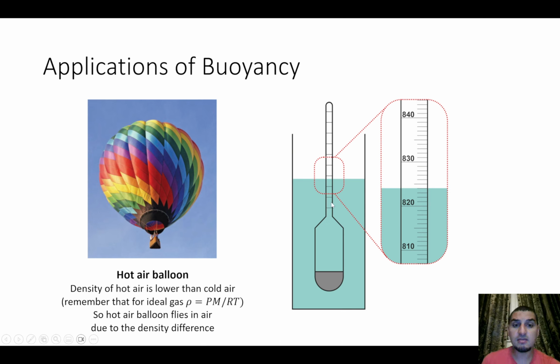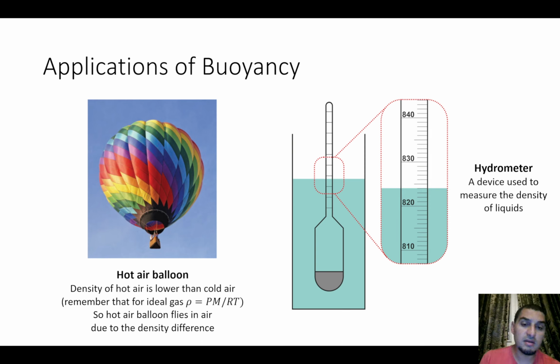So what we do is we just let it sink, and based on the densities, the buoyant force and the mass, the hydrometer will keep going up and down until it reaches a state of equilibrium. And the scale at the surface gives the density. So if it's reading something like this, it's 824 kilograms per meter cubed, for instance.